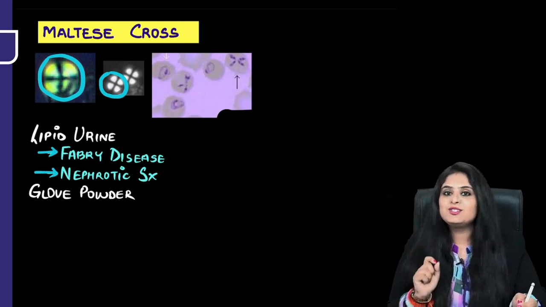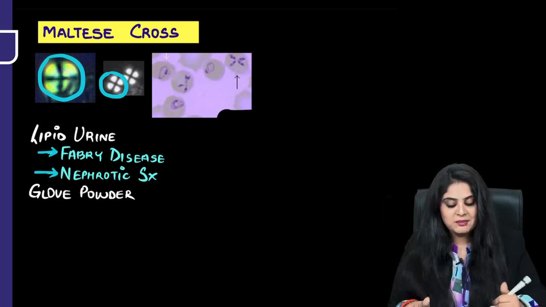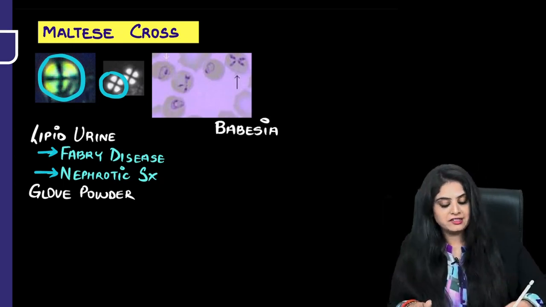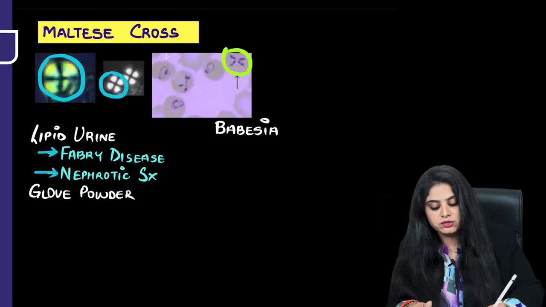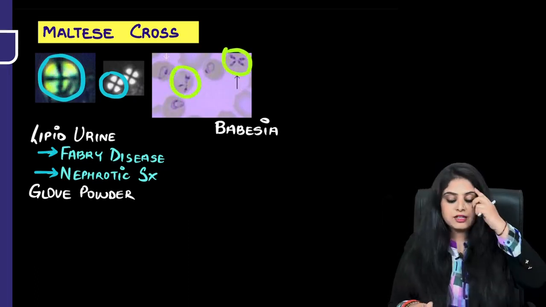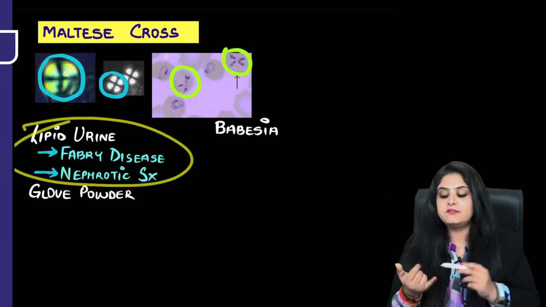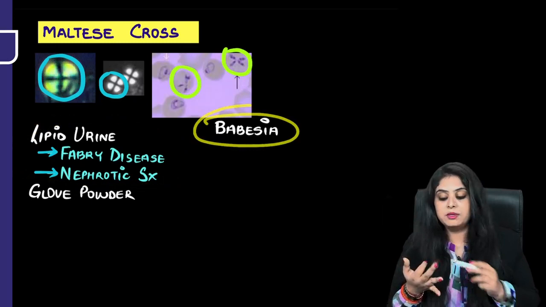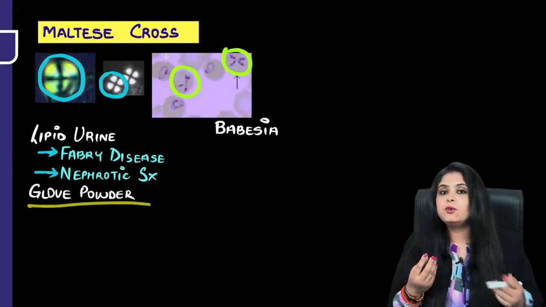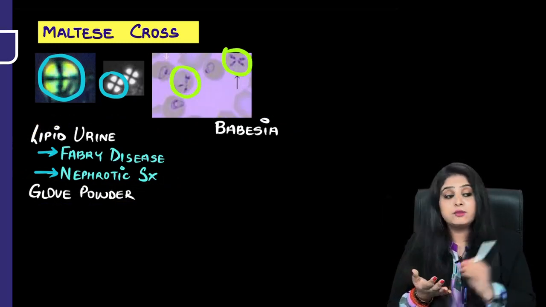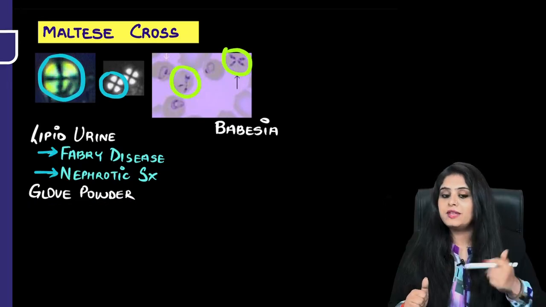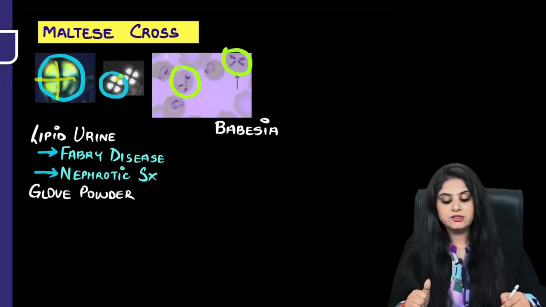Anything in microbiology that shows you Maltese cross appearance, please note this picture in front of you guys. I hope you know which organism shows you this cross: Babesia. So remember, these are all the Maltese cross. Whenever lipid comes into the urine, be it Fabry's or nephrotic syndrome, and in microbiology Babesia. And you all know that gloves have powder. If you ever look at glove powder under the microscope, that can also show you this Maltese cross kind of pattern.